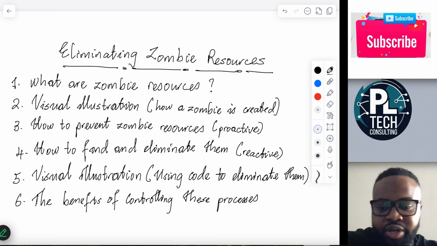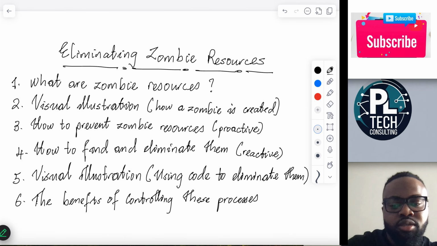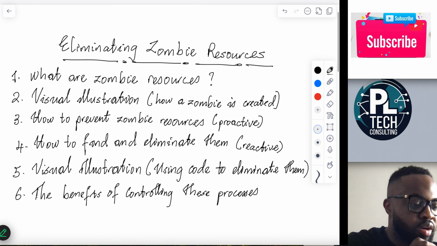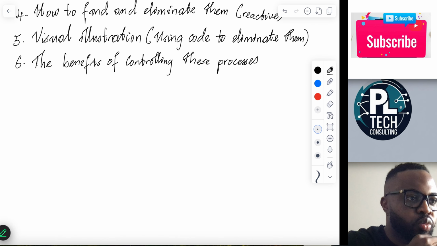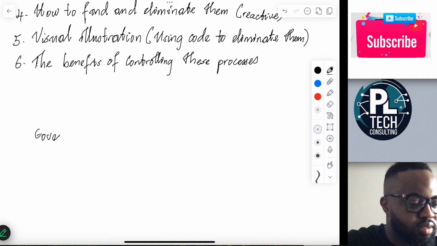Now that we have a great understanding of what zombie resources are and how they are created, I would like us to focus now on how to prevent them, and if they already exist, eliminate them. So basically proactive and reactive approaches. Okay, so we're going to start off with the proactive approach, okay, which would basically be to have governance by design.